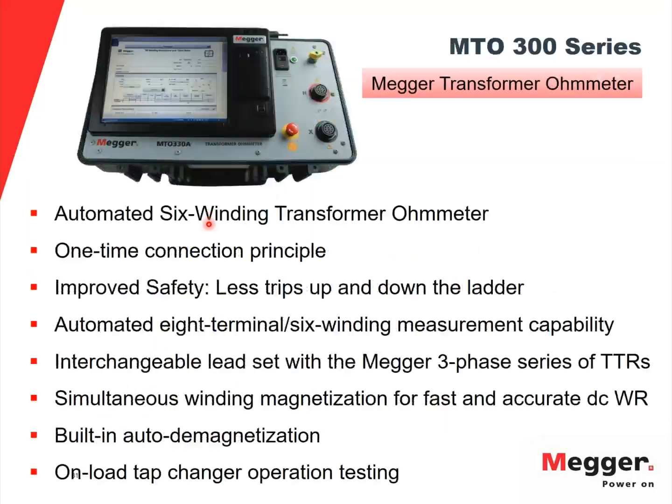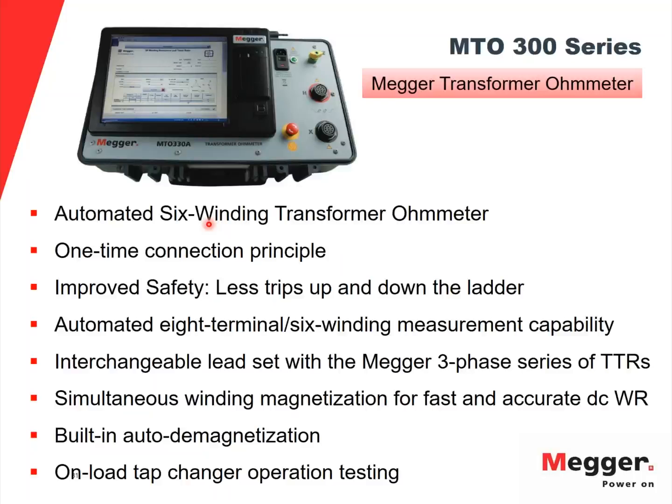So the next one we have is our Megger transformer ohm meter. It is a 3-phase winding resistance tester, testing 1 phase at a time and doing automatic switching. You can use the same leads for TTR and winding resistance. Because I connect all of my leads at one time, I make fewer trips up and down the ladder on the transformer, which means that it increases the safety. You avoid any kind of hazard going up and down the transformer.